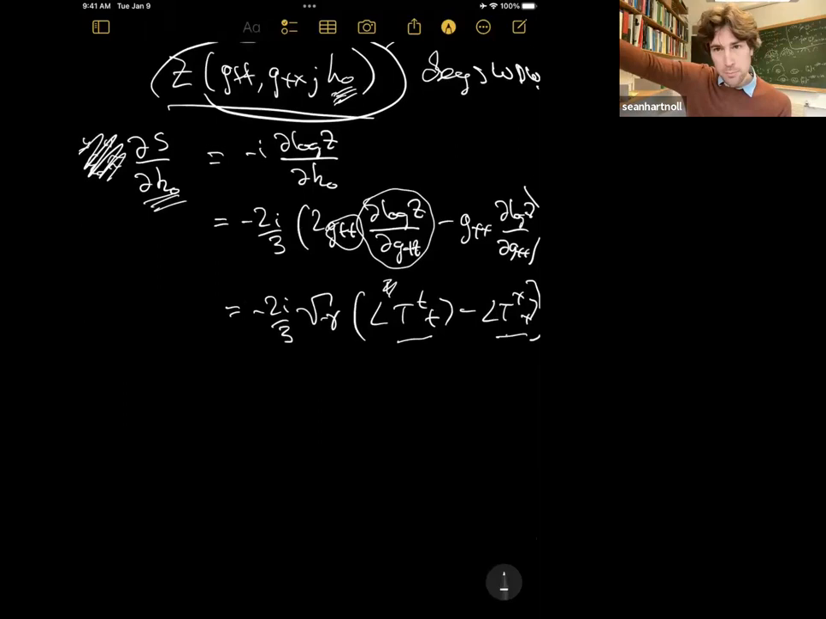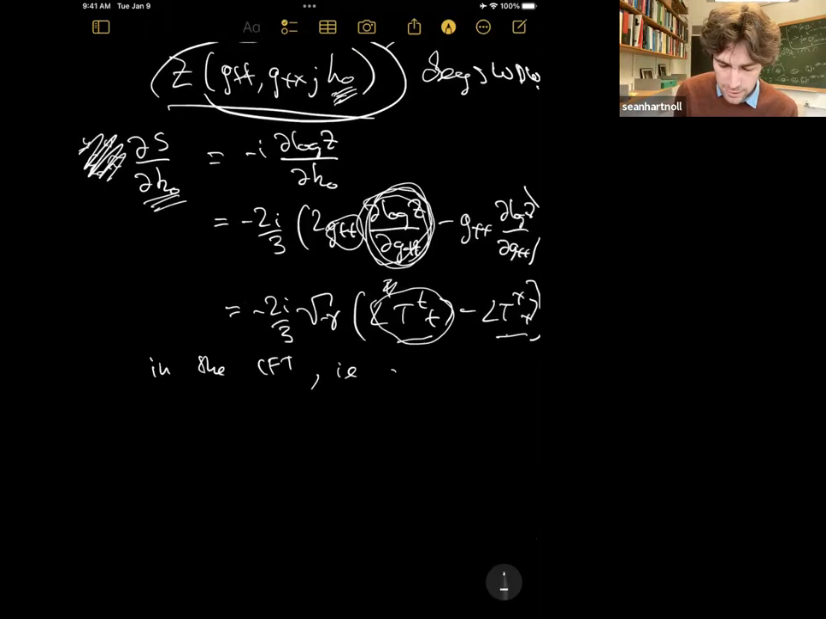Now let's take it all the way to the boundary. And this quantity is just the energy momentum tensor of the boundary theory, in the usual holographic renormalization sense of the word. And so in the CFT, i.e. as GTT goes to minus infinity, the trace has to be zero. This background is flat, okay? The GTT and GXX are both constants. And so the trace of the energy momentum tensor is zero.